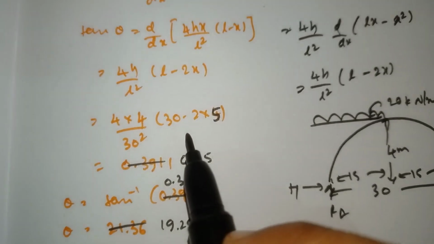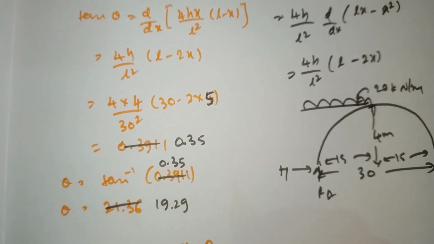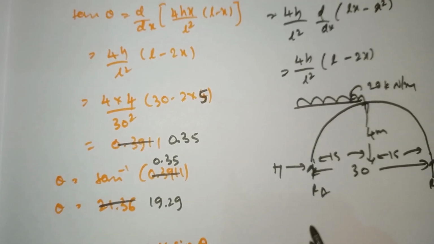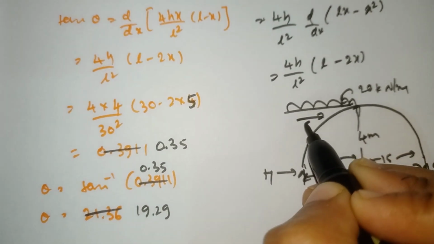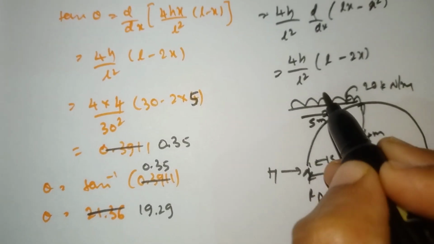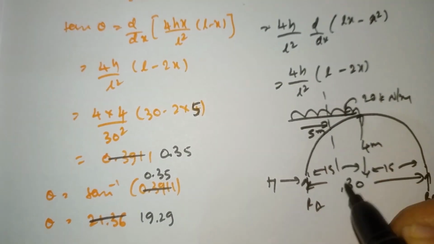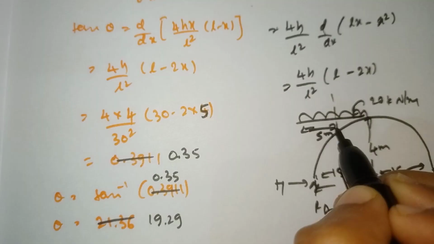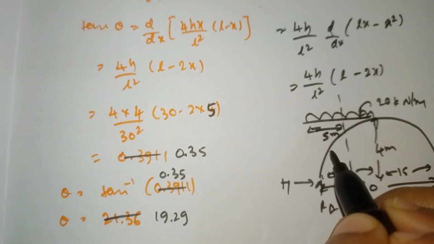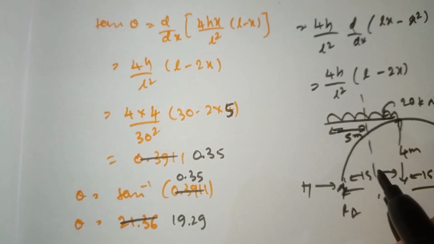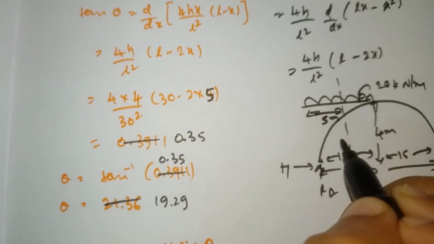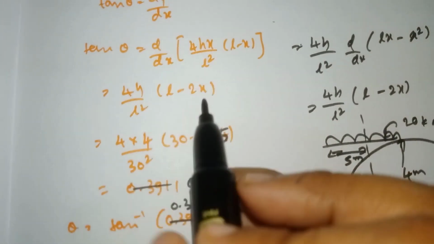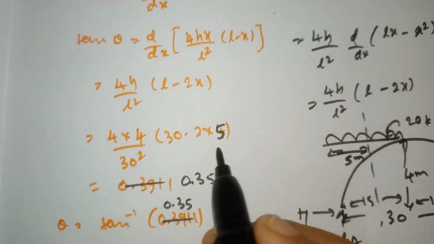Now what they have said is to calculate the normal thrust and radial shear from the left side at a distance of 5 meter. It means if you cut the section like this, from here to here the distance is 5 meter, we need to calculate the normal thrust and radial shear at a distance of 5 meter from the support. So here the x value will become 5.